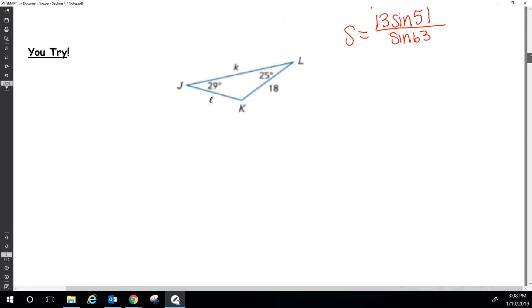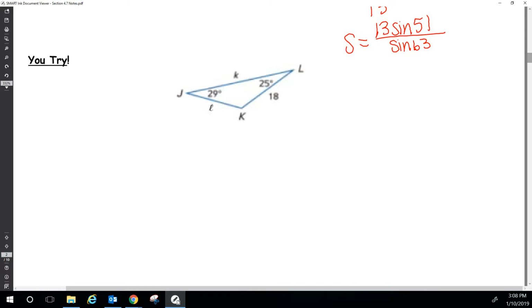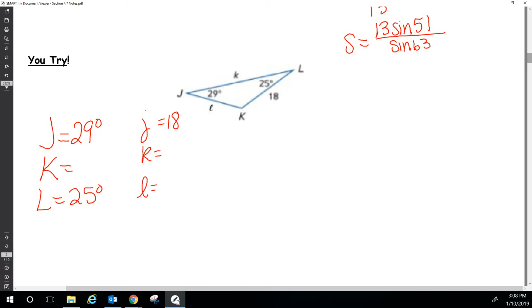All right, on to the U try. This time we've got J, K, and L. J is 29 degrees. We don't know big K. L is 25 degrees. Little j is 18. We don't know little k, and we don't know little l.